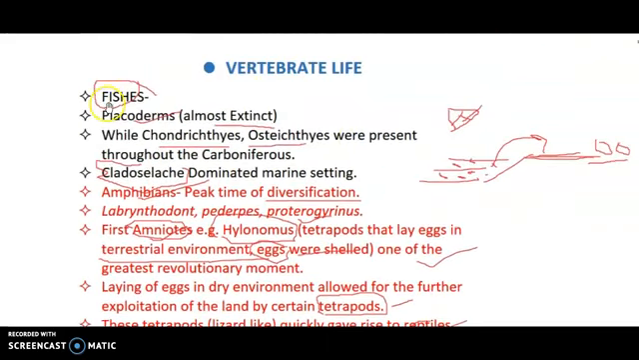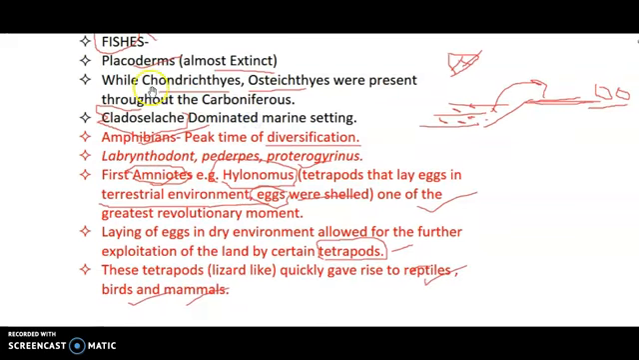Talking about the vertebrates, fishes were present, but placoderms became extinct. By placoderms I mean the armored jawed fishes. Their jaw was not of bone but rather an armored structure. Chondrichthyes are cartilage fishes such as sharks, and osteichthyes are your typical bony fishes. They were present throughout the Carboniferous period. Cladoselache is a type of primitive shark and it dominated the marine setting.